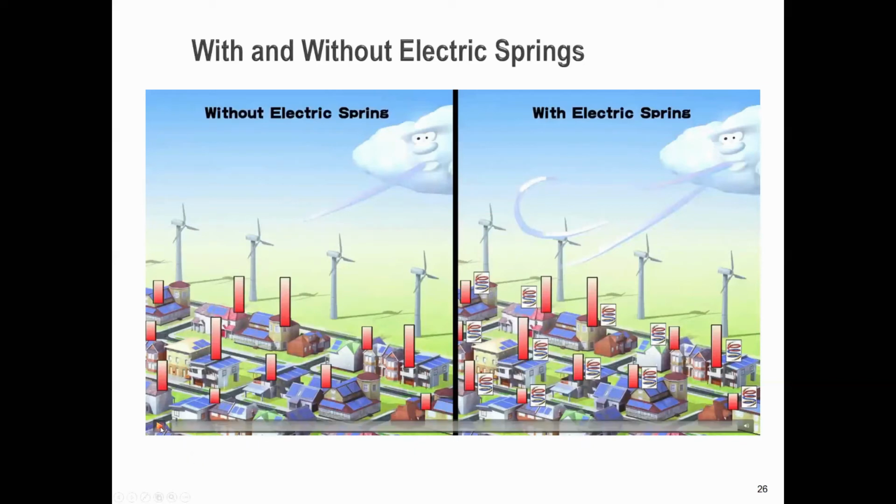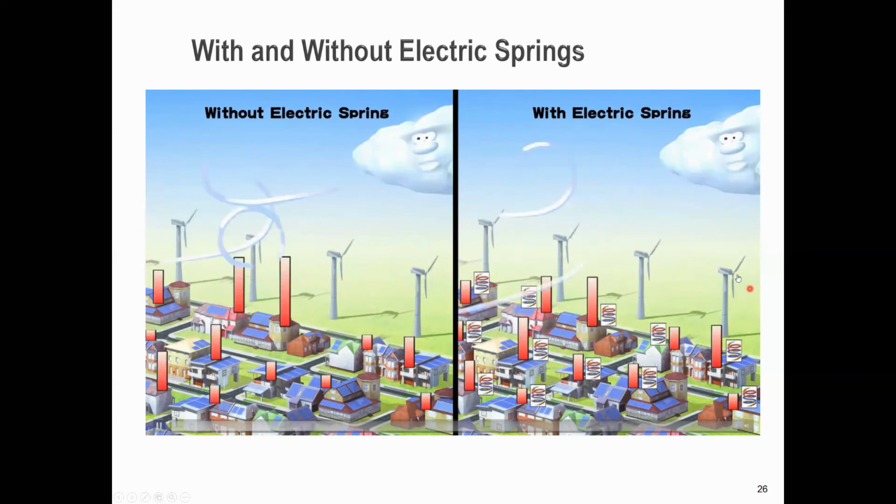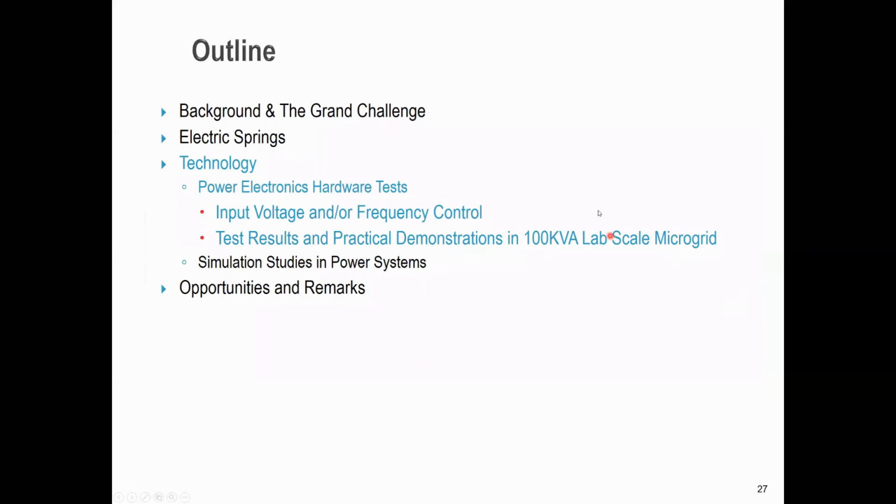So if we can achieve this by distributing the electric spring in the low voltage distribution network, hopefully we can stabilize the power system, even as we increase the percentage of wind and solar power. Now let me show you some practical measurements obtained from a 100 kVA hardware microgrid emulator.